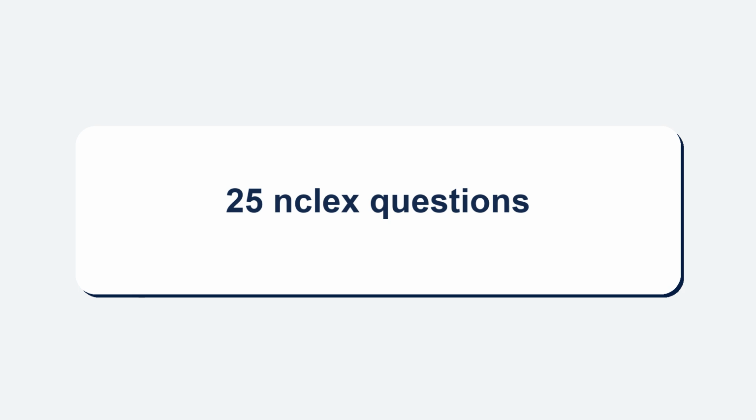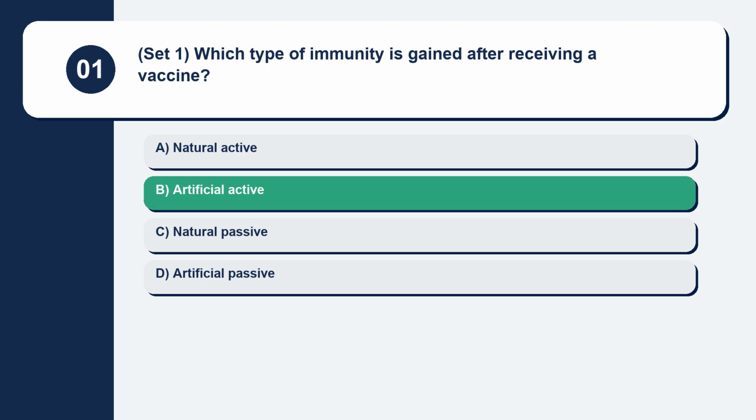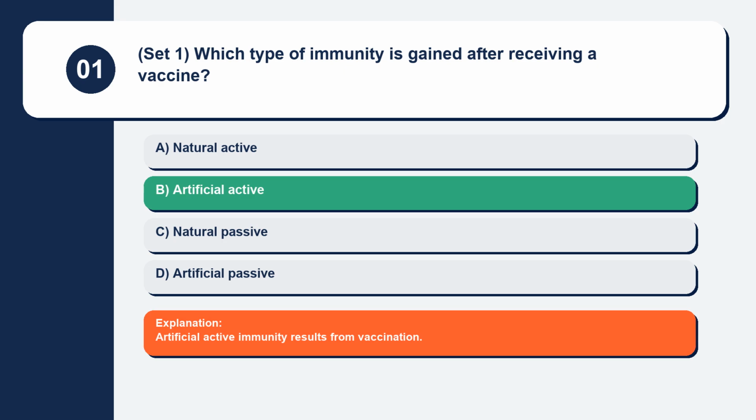25 NCLEX questions. Question 1. Set 1. Which type of immunity is gained after receiving a vaccine? Natural active, artificial active, natural passive, artificial passive. Artificial active immunity results from vaccination.